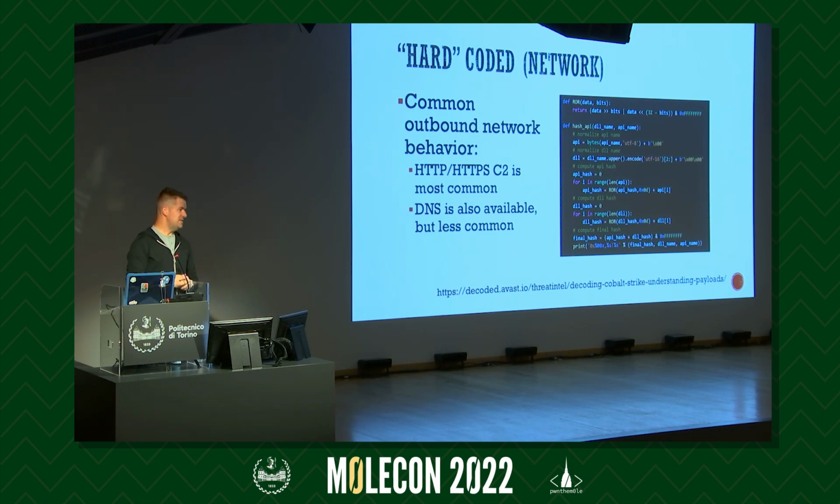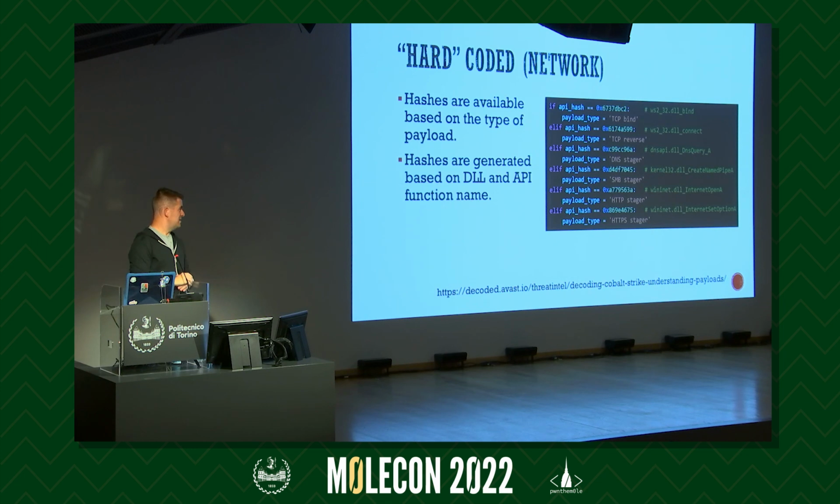HTTP and HTTPS C2 traffic is some of the most common use of Cobalt Strike. DNS is also in there. It's less common. But the nice thing about that is I'm able to predict and determine just how Cobalt Strike utilizes or configures itself, and I can use those hashes against it.